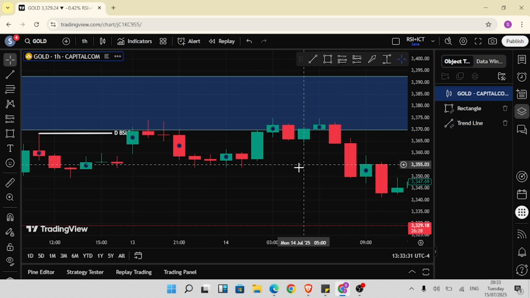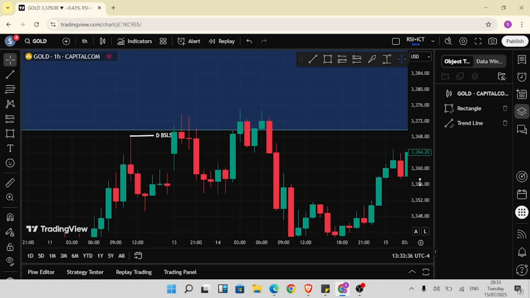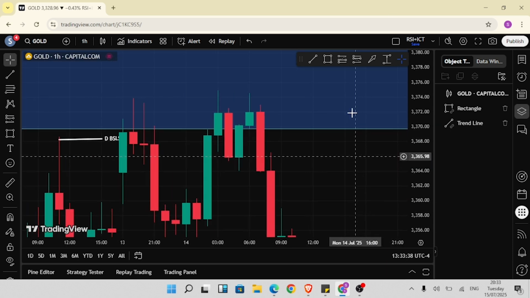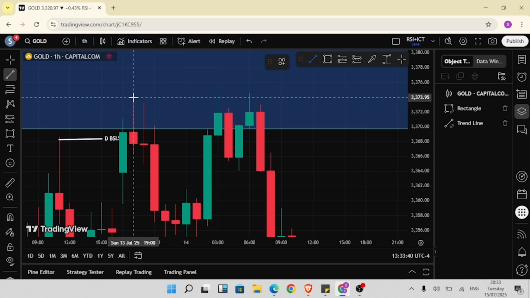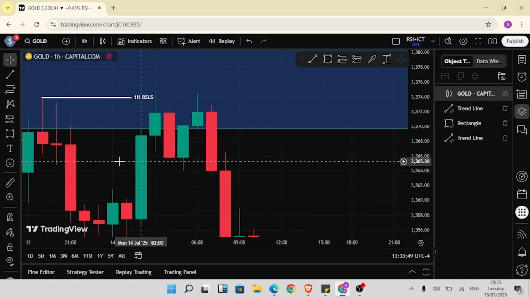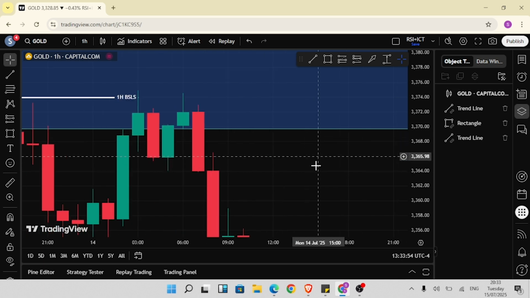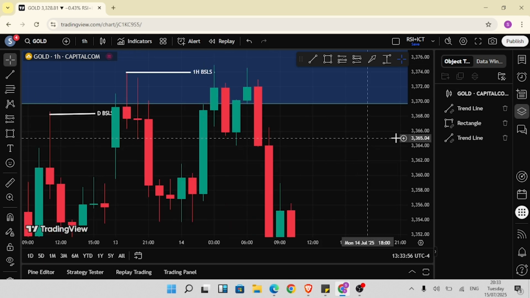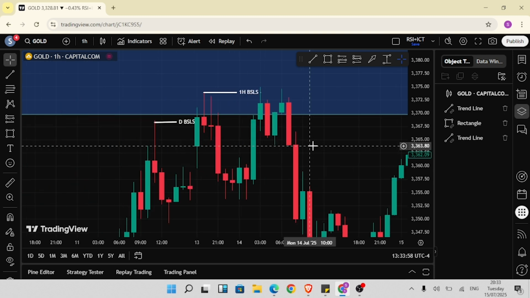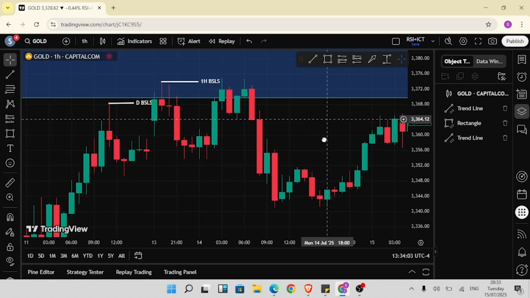Now looking at this, the 1-hour time frame, if you scale it up a little bit, you'll notice this liquidity sweep right here. This is the 1H buy side liquidity sweep, right? Now this confirms that we are going to push lower. Price is going to push lower. Since this has happened, now we can look for other confluences.